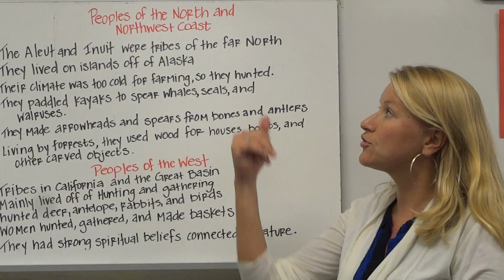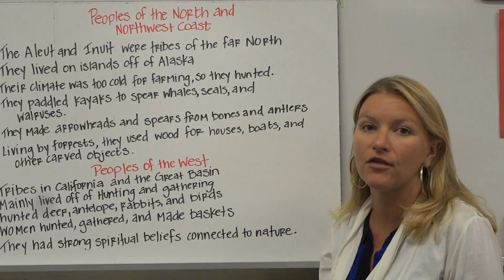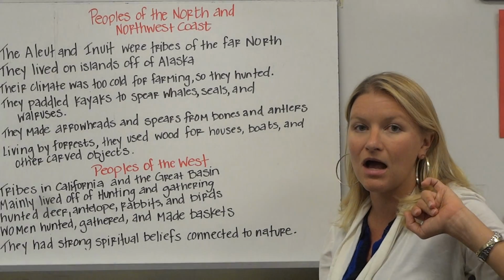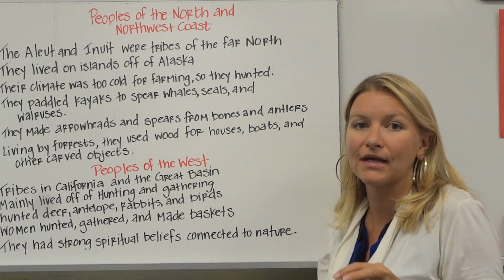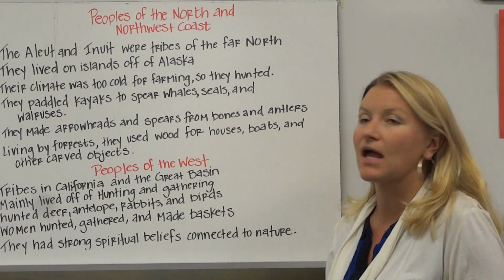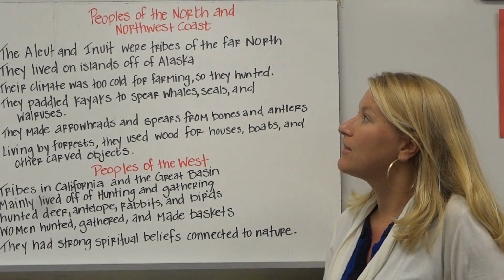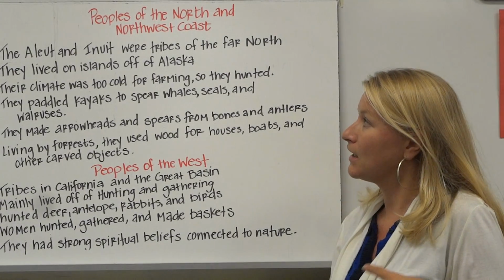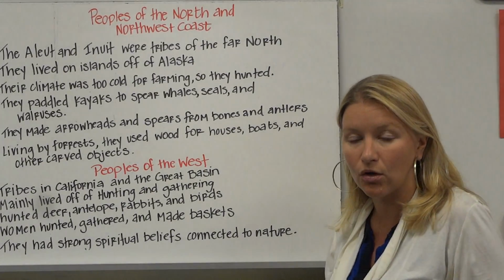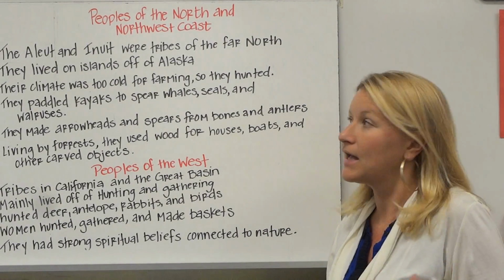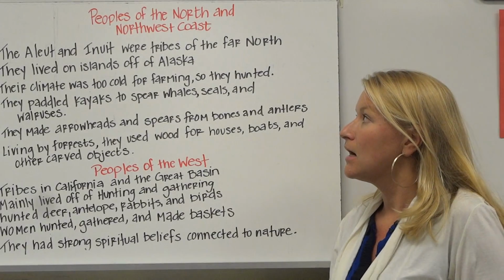So the first group we're going to look at is the North and the Northwest coast. That's all the way up in Alaska, Washington, Oregon, those areas. The tribes that were there were the Aleut and the Inuit. They lived, like I said, in the islands off of Alaska. Their climate was really, really cold, obviously. It was too cold for farming, so they really had to depend on hunting.